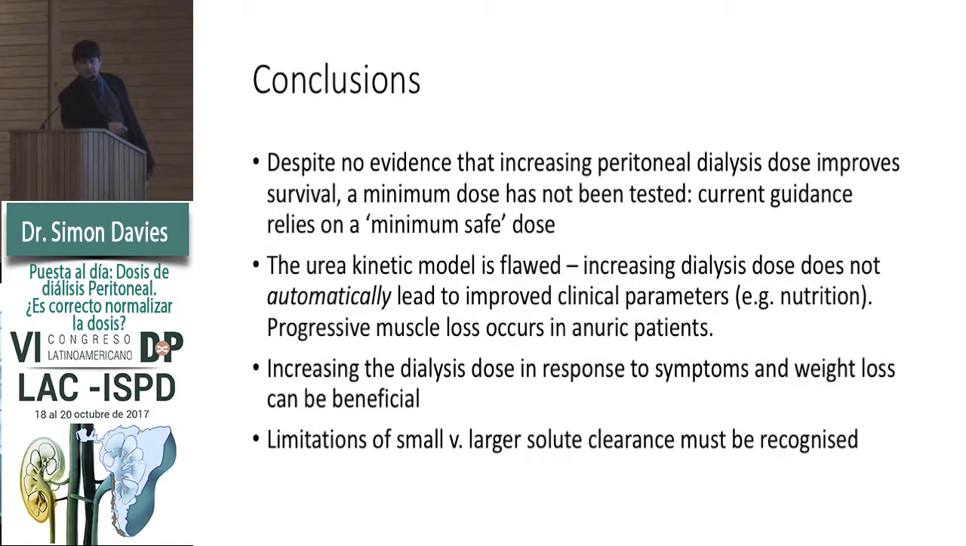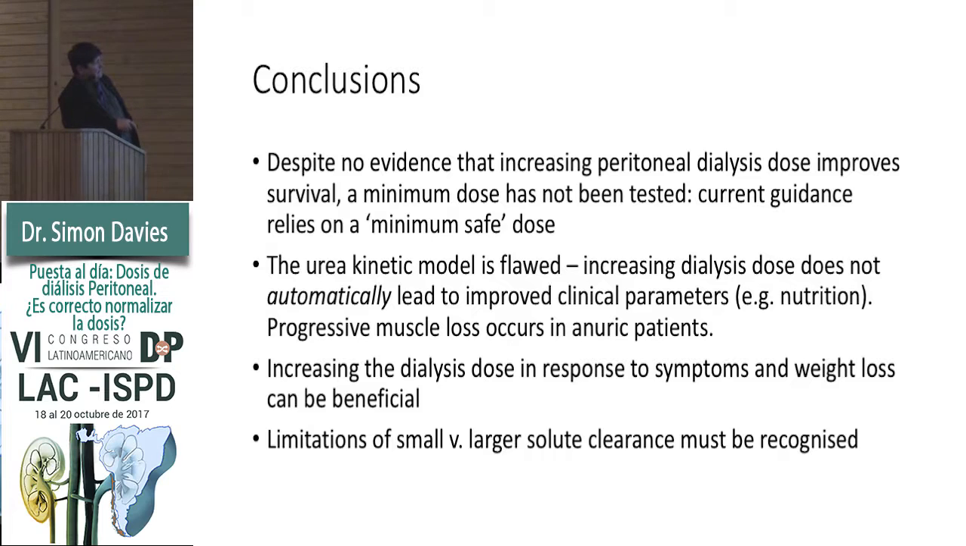By the way, this happens in hemo too. So don't think this is just going to be solved by putting everyone on hemodialysis. I have good data showing exactly the same problem in hemodialysis patients. Increasing the dialysis dose in response to these symptoms and weight loss can be beneficial. I've certainly seen that regularly in the clinic. In terms of symptom control, you can definitely see improvements. And I would always increase the dialysis dose if the patient has uremic symptoms that need benefit, even if the KT over V was above target.